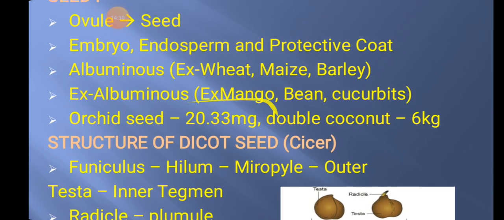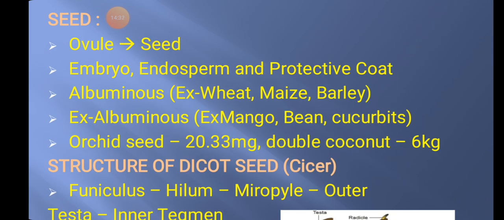Then the seed. One embryo should grow and develop and produce a new plant. For this, the embryo grows inside the seed. So what is a seed, how is it produced, and from where is it produced? Inside the embryo sac, one complete ovule is converted into a seed.